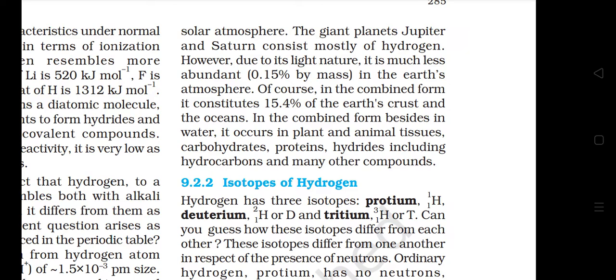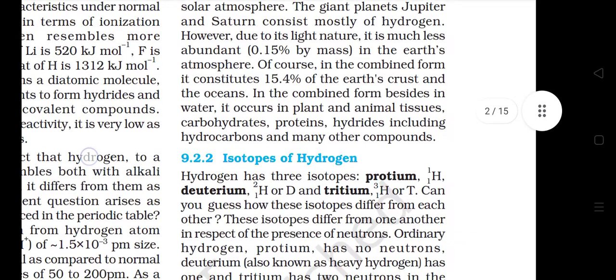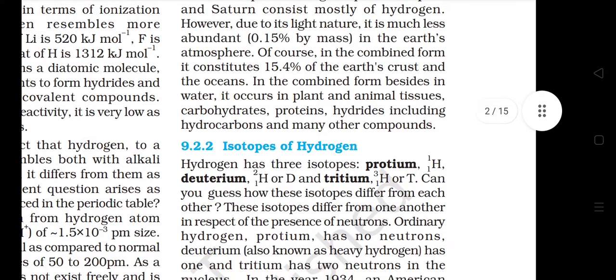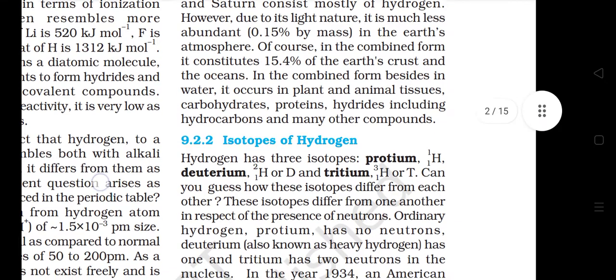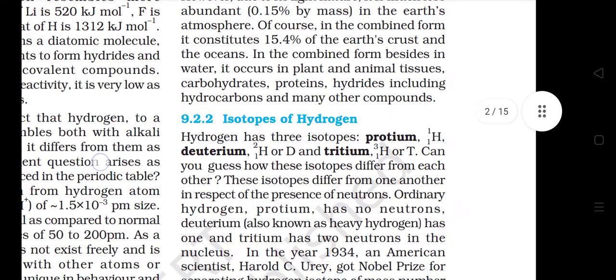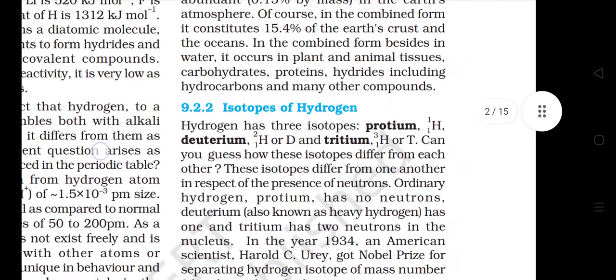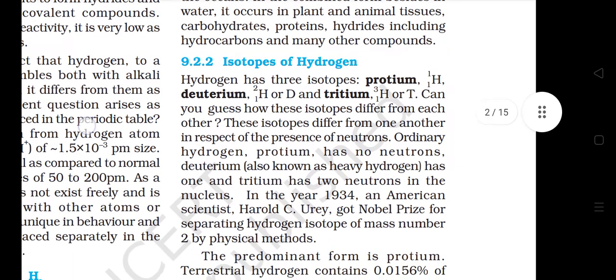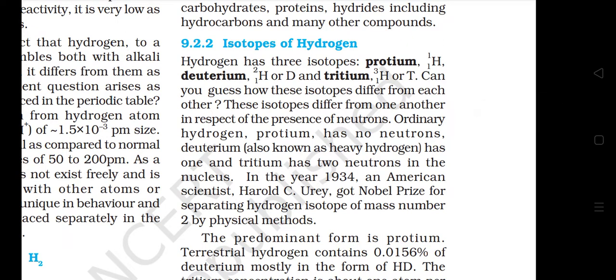However, due to its light nature, it is much less abundant, 0.15% by mass, in the Earth's atmosphere. Of course, in the combined form, it constitutes 15.4% of the Earth's crust and the oceans. In the combined form, besides in water, it occurs in plant and animal tissues, carbohydrates, proteins, hydrides, including hydrocarbons, and many other compounds.